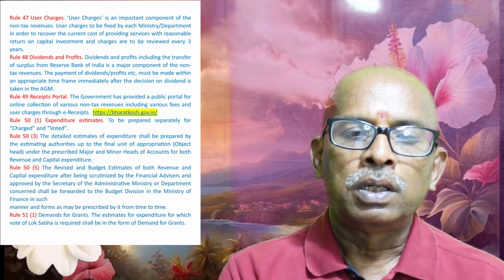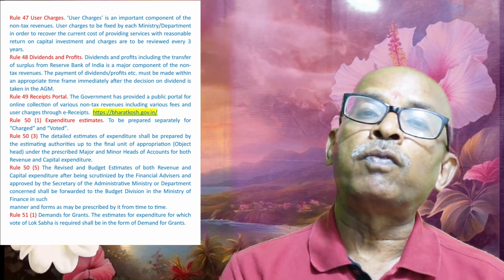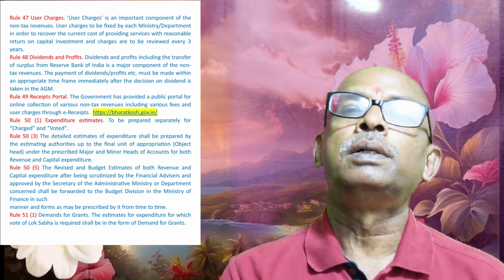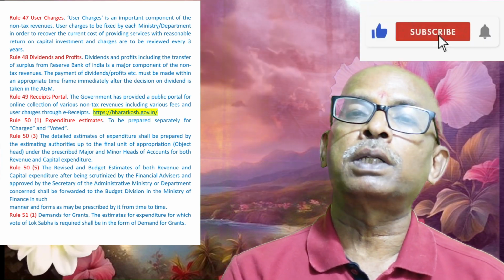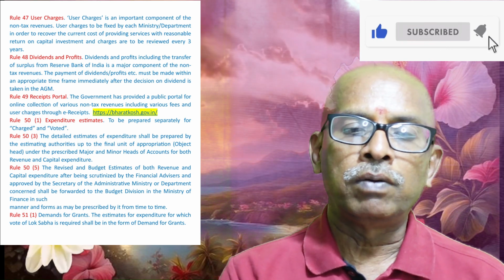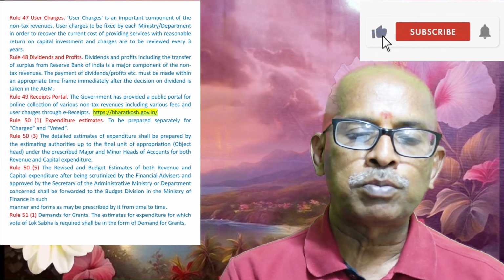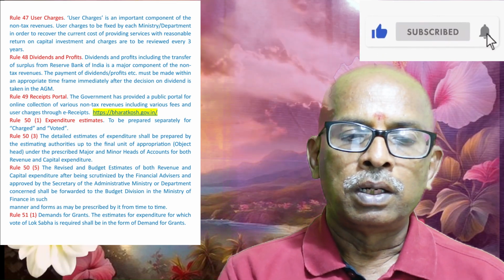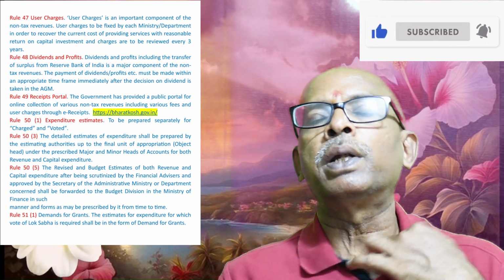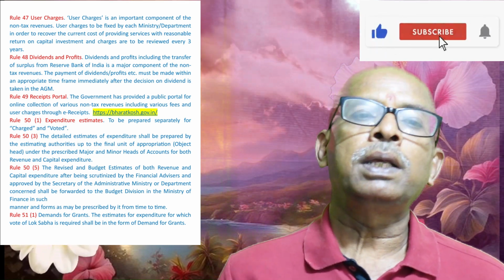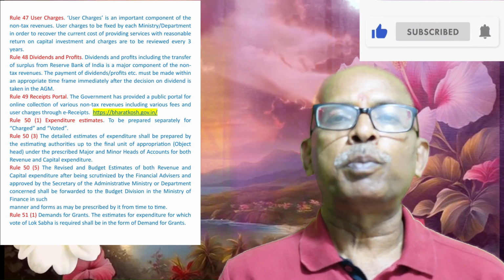And the financial advisor will scrutinize it and clear it from his side. And then the chief accounting officer for the department, the secretary of the department, will also approve that. Then it will be sent to the Ministry of Finance Budget Division. So demand for grants will be prepared department wise like that. So that will be passed separately. This is now about preparation of budget.